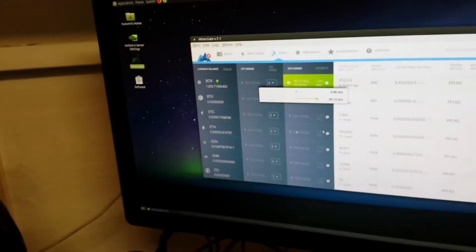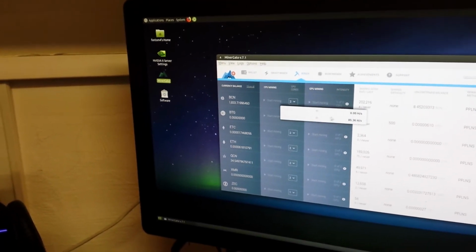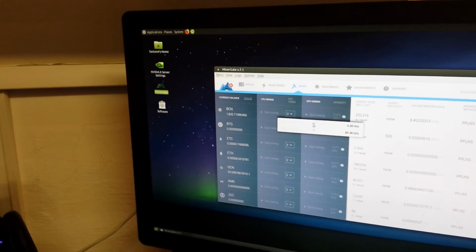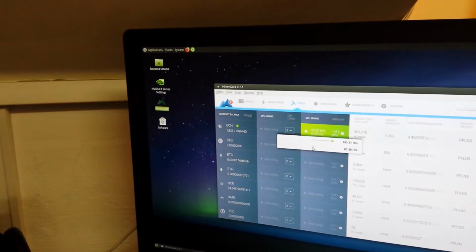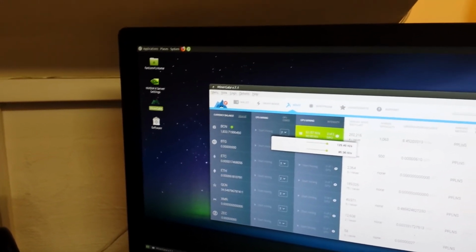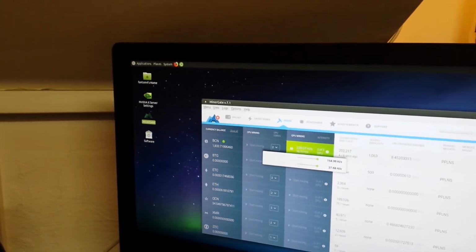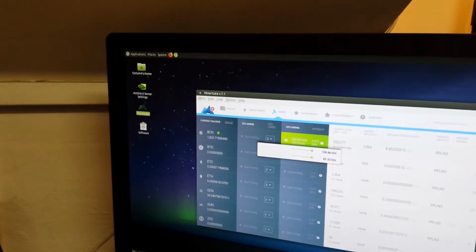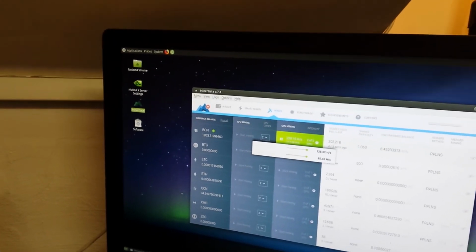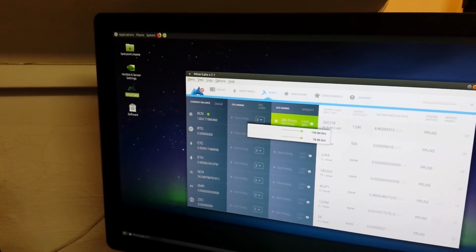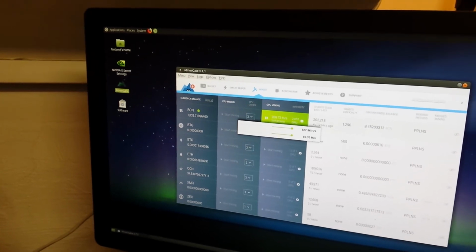There is one problem with Minergate: I cannot run two GPUs at the same time. For example, the GT 1030 and the GTX 560. Now I run both cards, okay, so they are running, but if I add the GTX 560 Ti, only one GPU card will run, and it's a little bit strange.